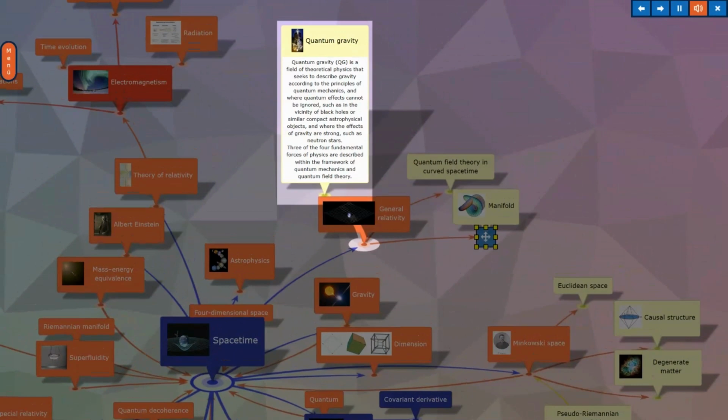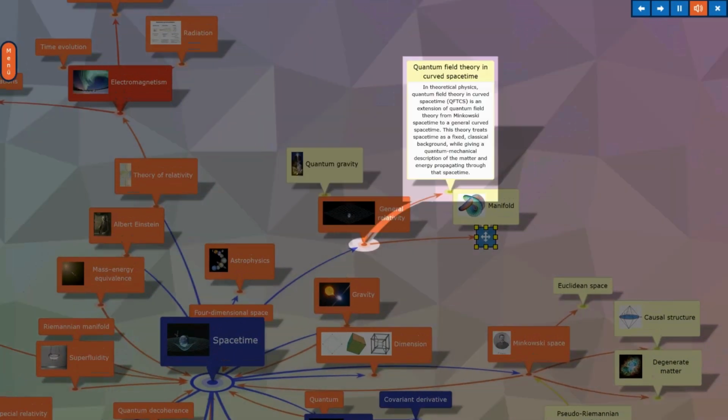Three of the four fundamental forces of physics are described within the framework of quantum mechanics and quantum field theory. Quantum field theory in curved space-time. In theoretical physics, quantum field theory in curved space-time, QFTCS, is an extension of quantum field theory from Minkowski spacetime to a general curved spacetime.